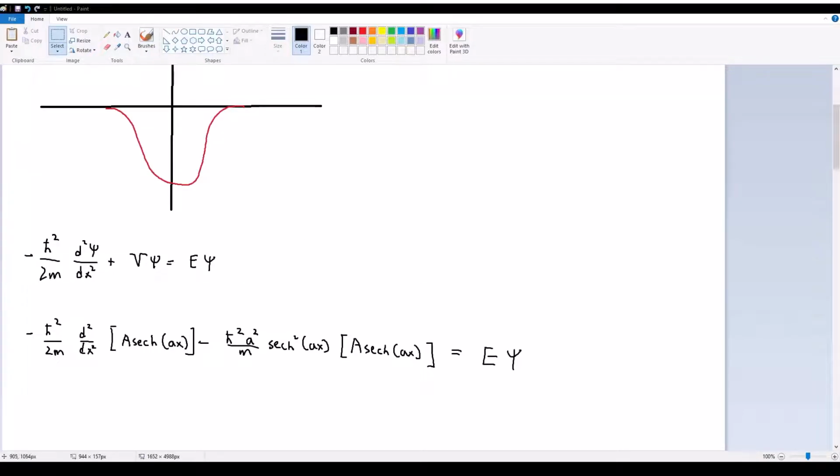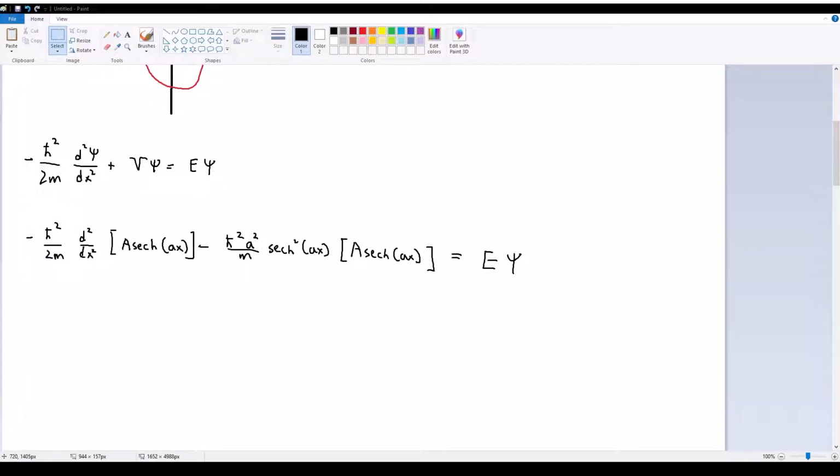Okay, so to actually do this, we need to know what the derivatives of hyperbolic trig functions actually are. And in this case, we're going to need two. So I'm going to write them out now. If y is equal to hyperbolic secant of x, then the corresponding derivative is going to be equal to negative hyperbolic secant of x multiplied by hyperbolic tangent of x. Alternatively, if y is equal to hyperbolic tangent of x, then the derivative is going to equal hyperbolic secant squared of x. So these are the only two we need.